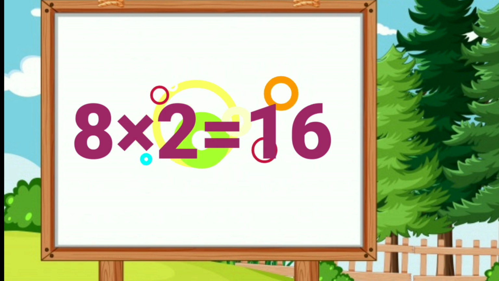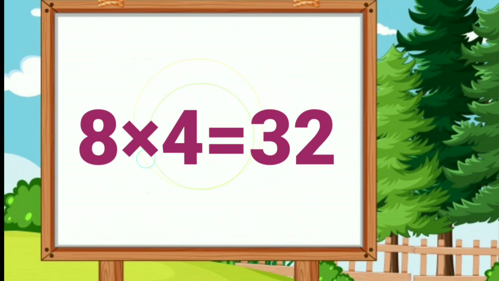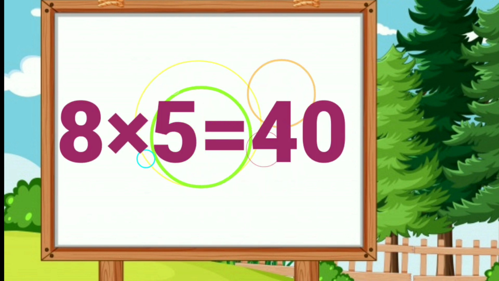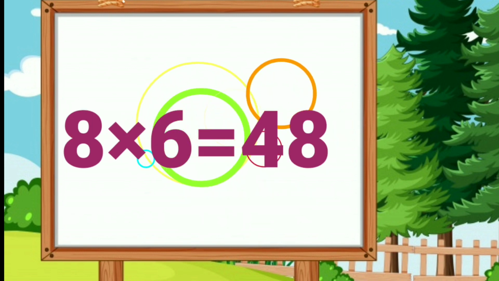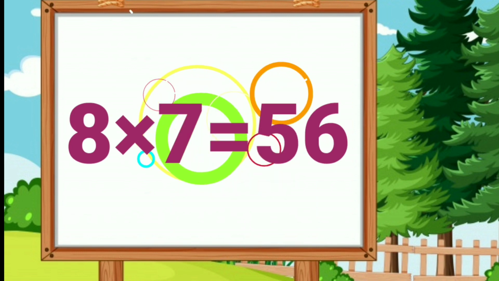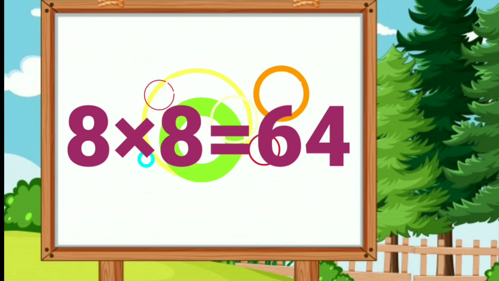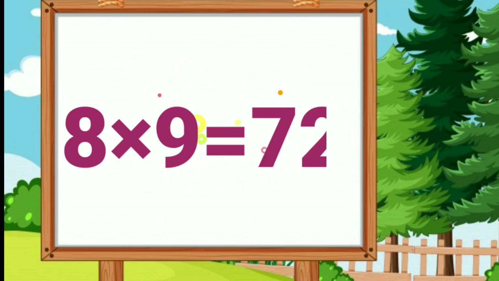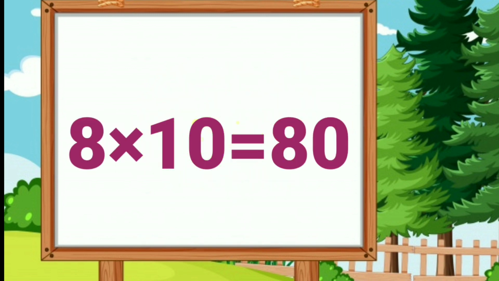8 twos are 16. 8 threes are 24. 8 fours are 32. 8 fives are 40. 8 sixes are 48. 8 sevens are 56. 8 eights are 64. 8 nines are 72. 8 tens are 80.